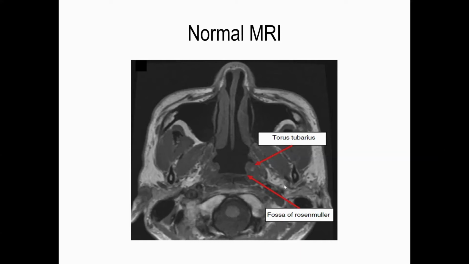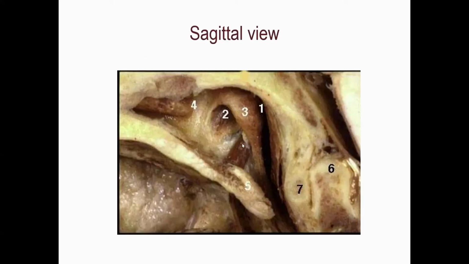And here you have the parotid. This is the parotid space. This is the masticator space in MRI.